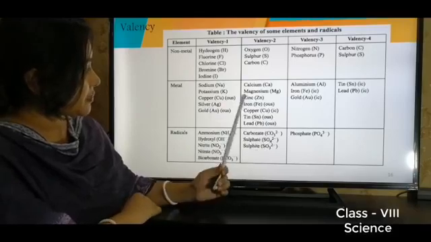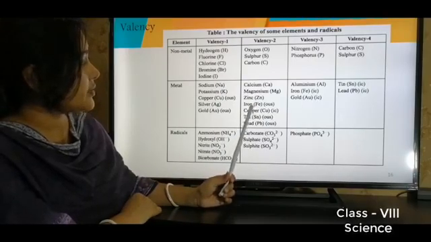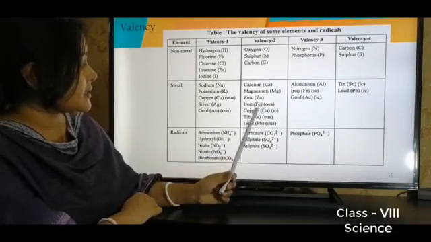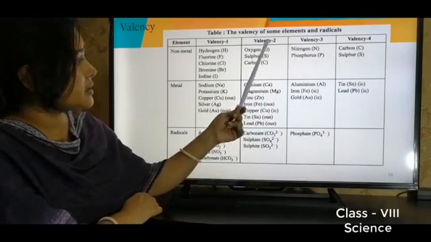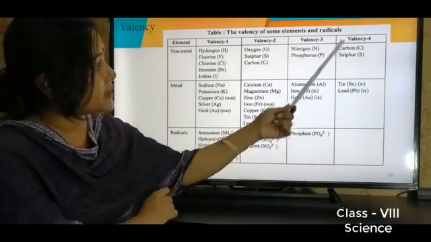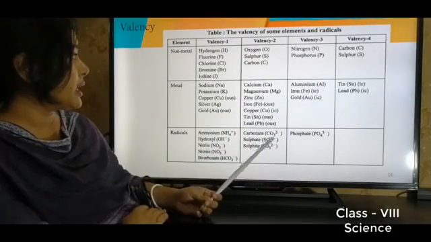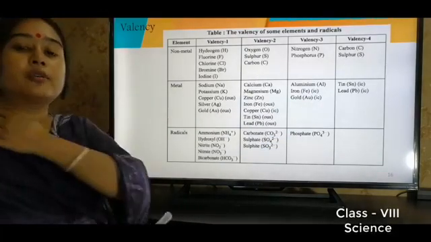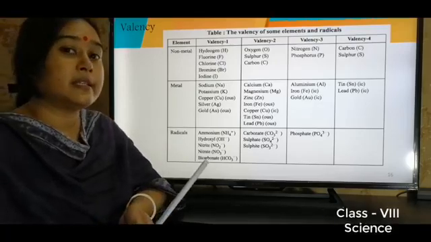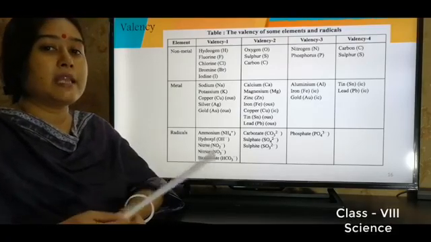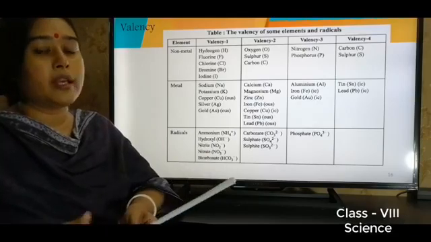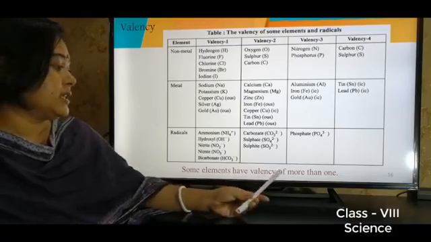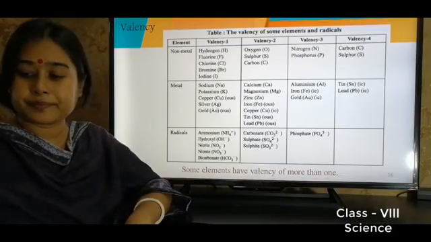You can see iron. Iron has valency 2 and iron also has valency 3 over here. And you can see lead. Lead has valency 2 and lead also has valency 4. Sulfur also has valency 2 and sulfur also has valency 4. So from this table we can understand that some of the elements have more than one valency.